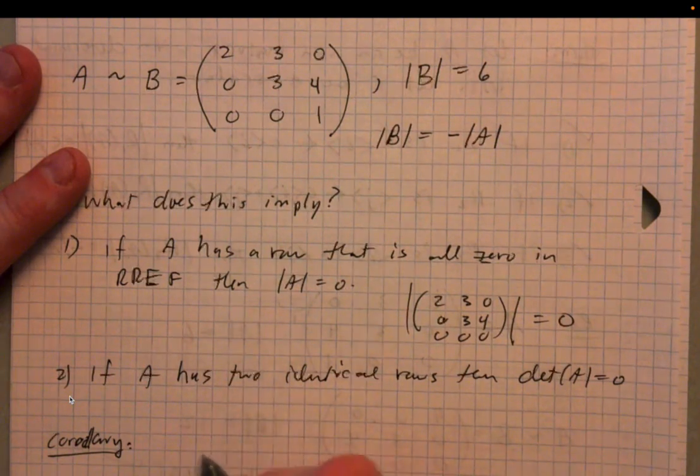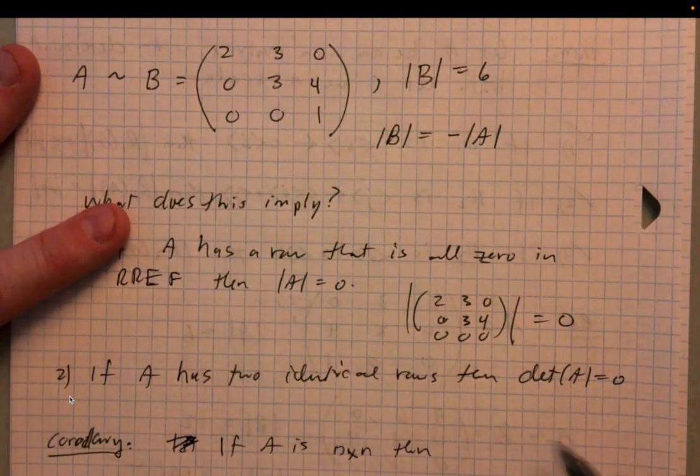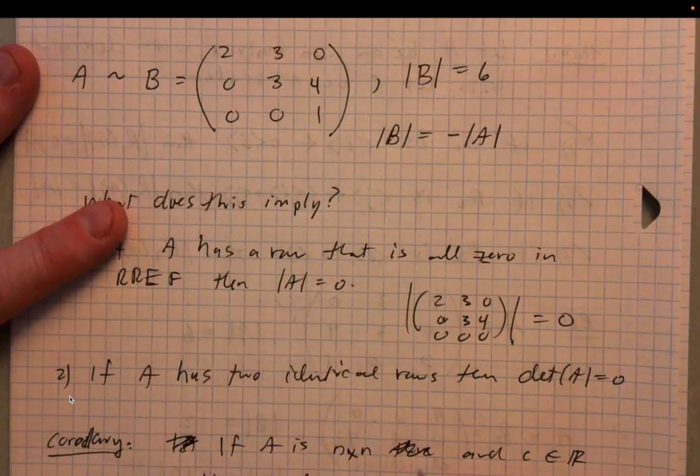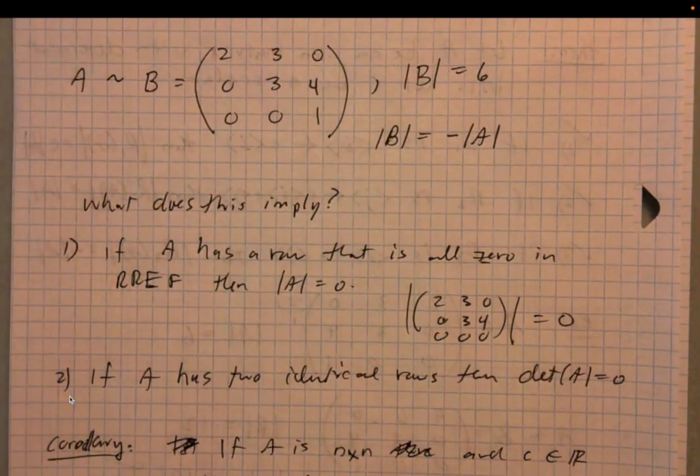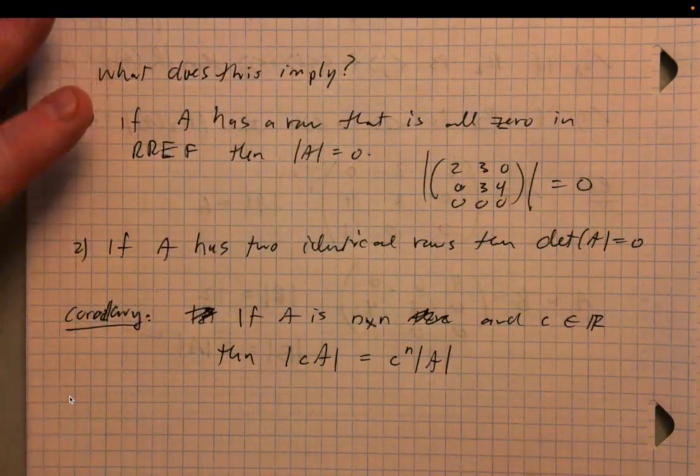Okay, if A is an n by n matrix, and C is a scalar, a real number, then the determinant of C times A is equal to C to the n times the determinant of A. Well, this one is not completely obvious, but you can think about it in a certain sense.